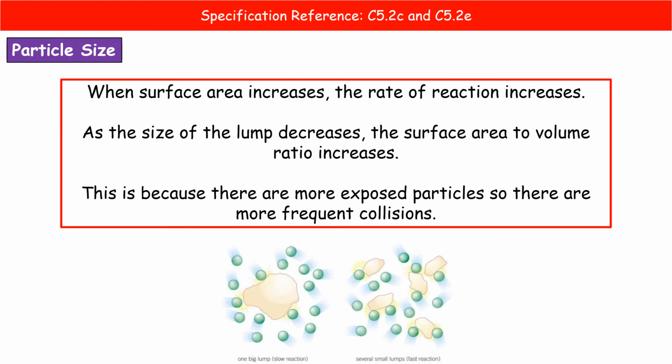How does this affect rates of reaction? When we increase the surface area, we increase the rate of reaction. That's because our surface area to volume ratio has increased. Because of that, there are more exposed particles, so there are more frequent collisions. There's that phrase again, more frequent collisions. So increasing surface area increases the rate of reaction because we've got a greater surface area to volume ratio, therefore more exposed particles, more frequent collisions.